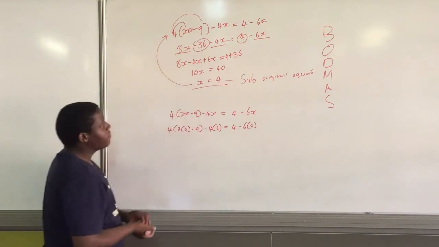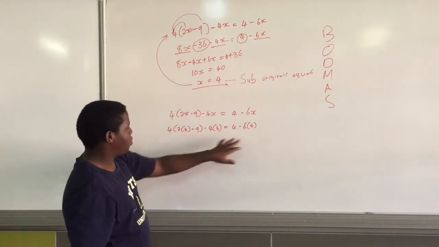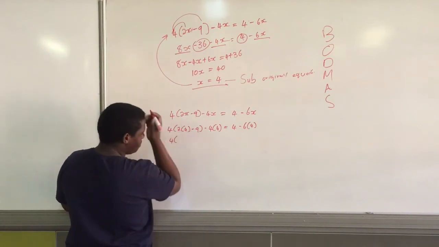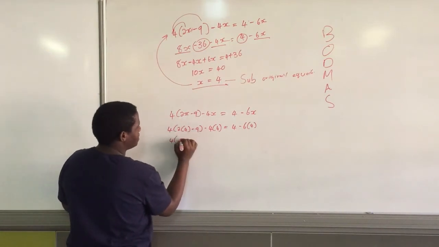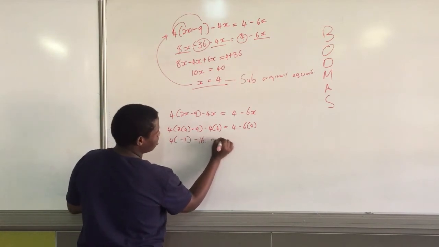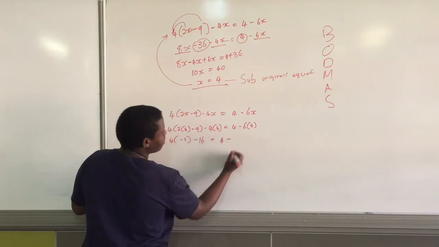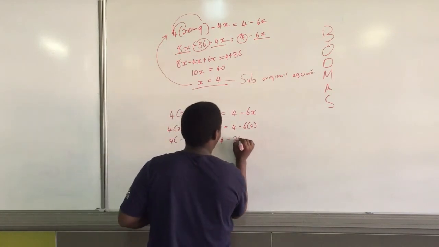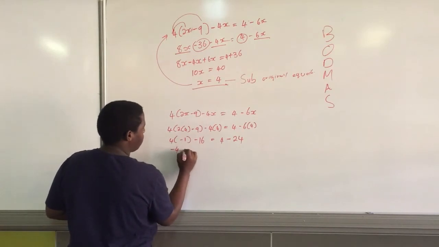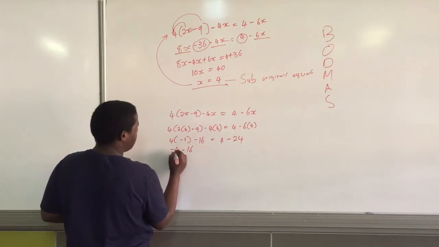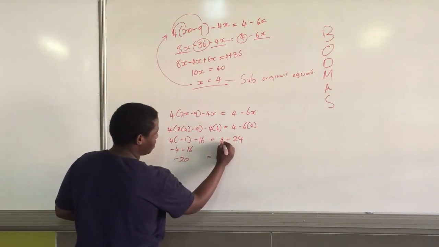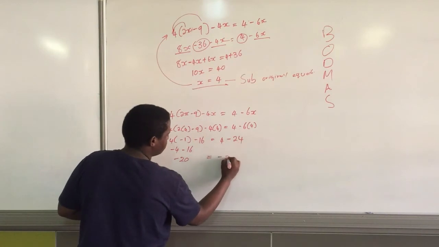So what did we do here? Everywhere where there was an x, we put our 4 in there. So here we would have 4 into 8, 8 minus 9, minus 16 is equal to 4 minus 24. So thus we would have negative 4 minus 16, and this would give us negative 20, and this side it will give us negative 22.